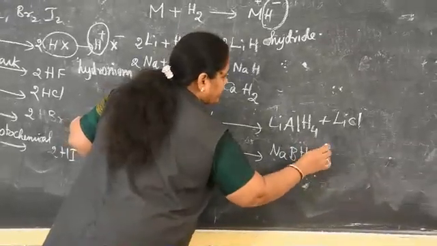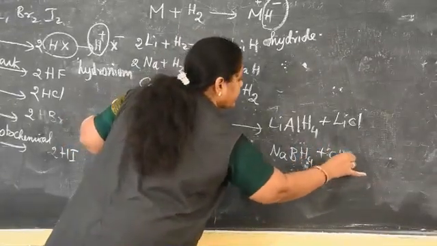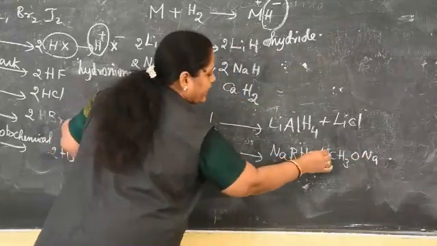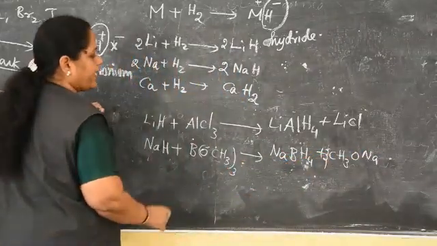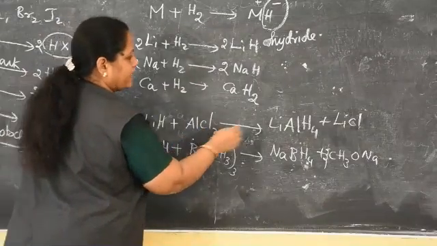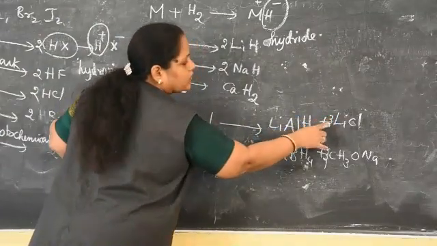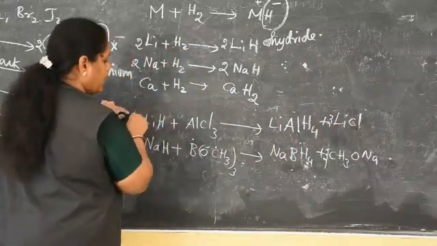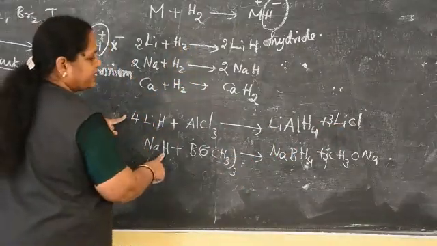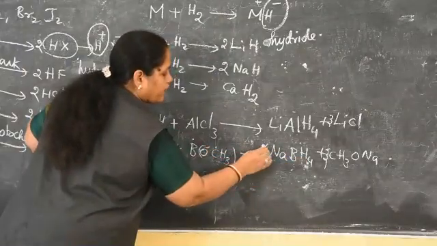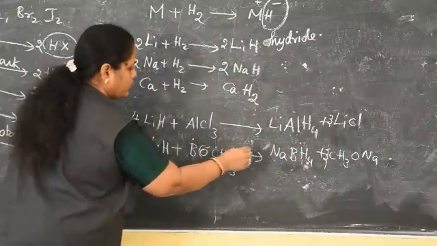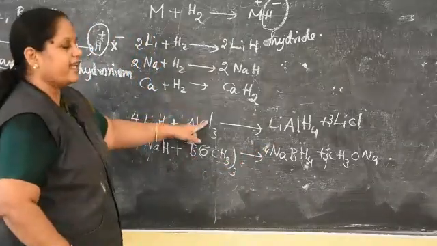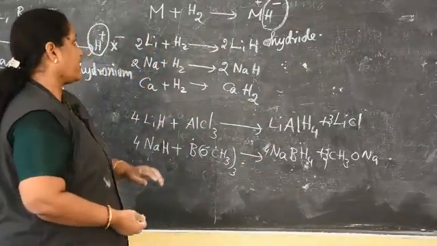borohydride plus CH3 sodium ethoxide. Here 3 molecules are there, that's why I write 3 here. Here chlorine is 3, that's why I put 3 here. So lithium is 3 here also, that's why I put 4. Hydrogen here is 4, that's why I put 4. So here also I put 4. Clear? It is called a balanced equation.